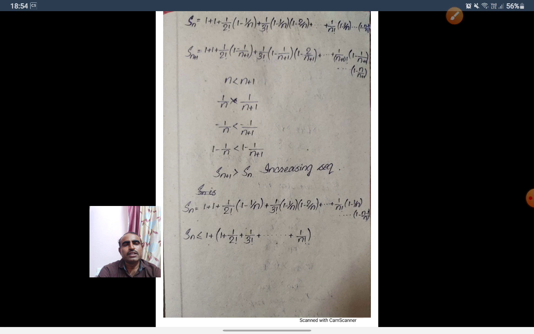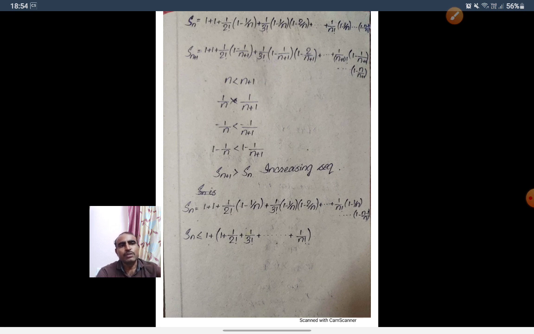We know n is less than n plus 1, so 1 by n is greater than 1 by n plus 1. So minus 1 by n is less than minus 1 by n plus 1, and 1 minus 1 by n is less than 1 minus 1 by n plus 1. Therefore, Sn plus 1 is greater than Sn. So it is an increasing sequence.